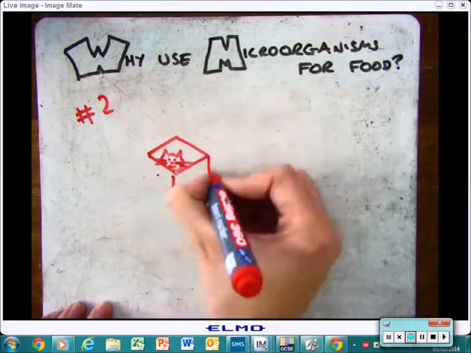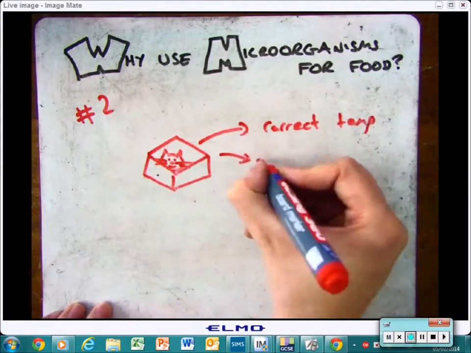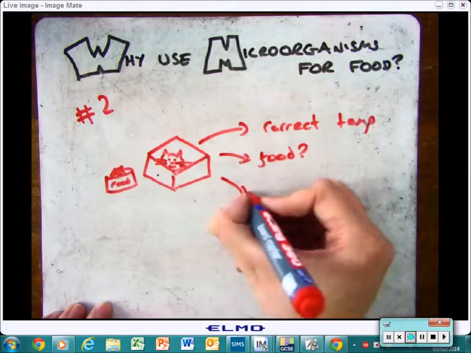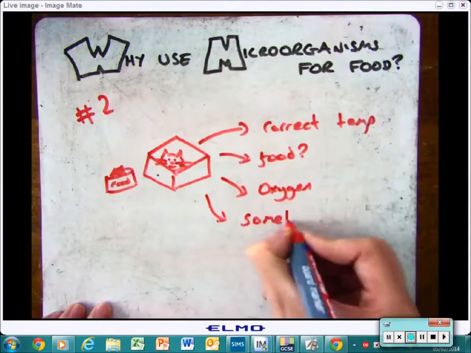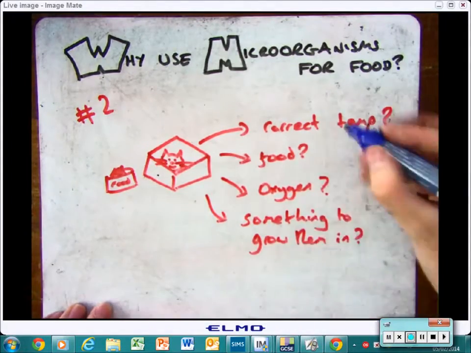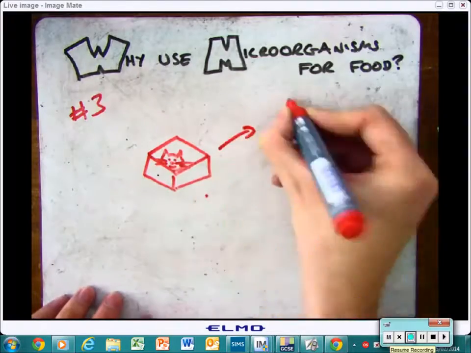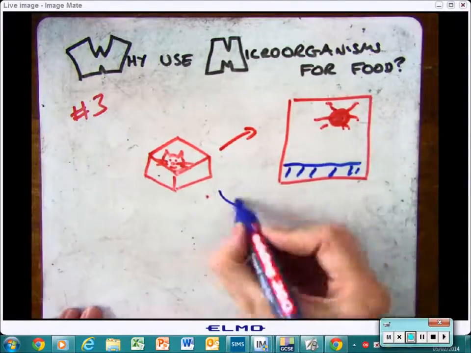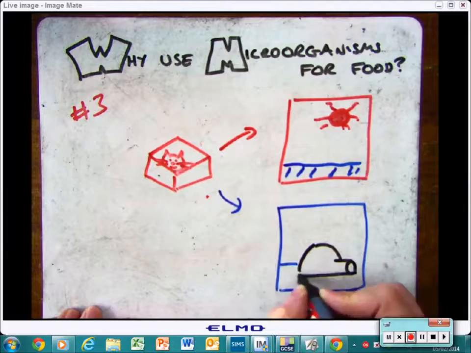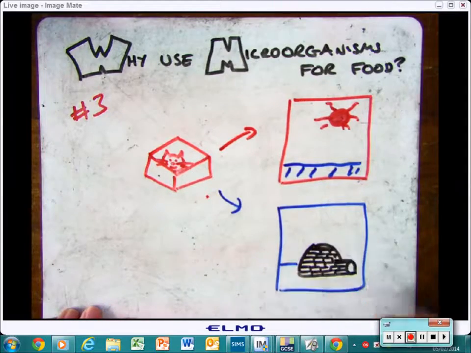Secondly, they're really easy to look after. Basically all you need is something to grow them in, which is your fermenter, and then as long as you've got food, oxygen if it needs a supply, and the right temperature, they look after themselves. It also doesn't matter what the external climate is, as long as you've got the correct temperature inside the fermenter, it doesn't matter if it's hot or cold outside.